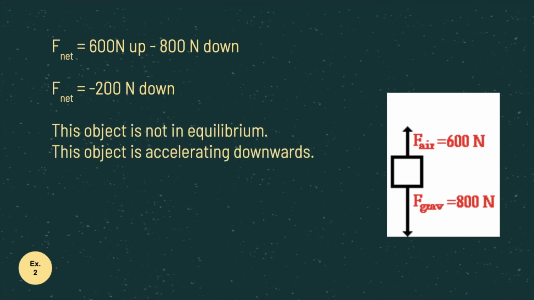I know this object is not in equilibrium. That extra 200 newtons of force is accelerating this object to the ground. Maybe this is something like a parachuter. They're accelerating towards the ground, and the parachute slows them down.